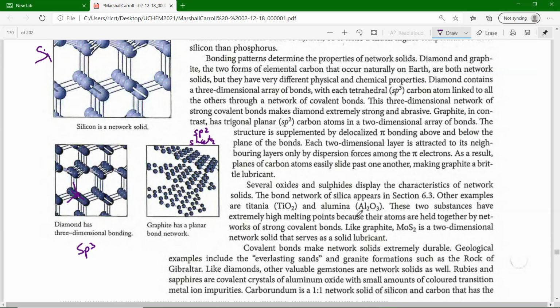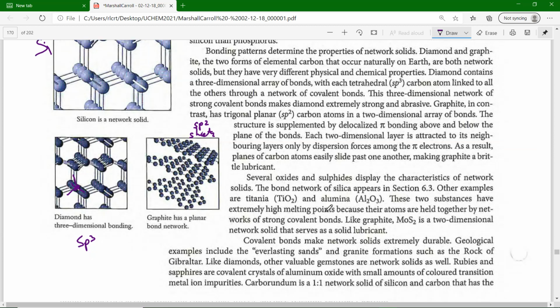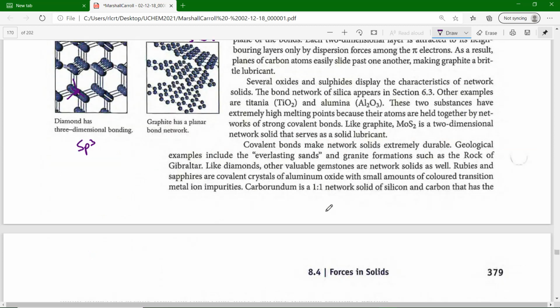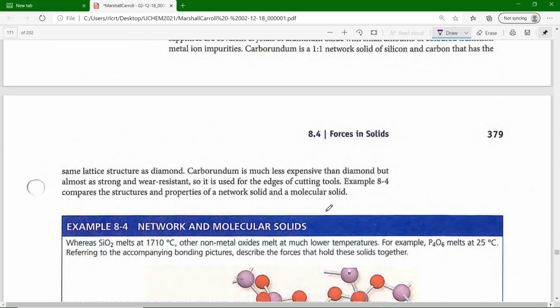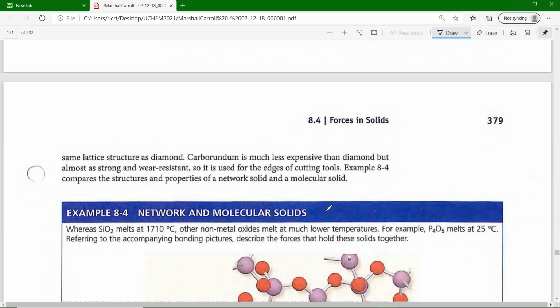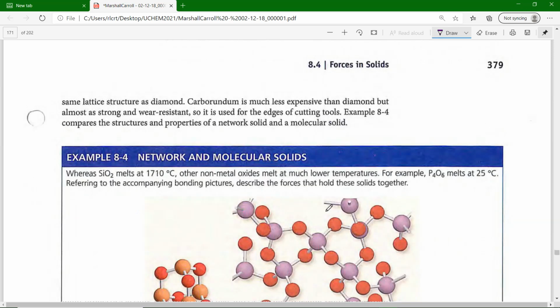Titania, TiO2, and alumina, Al2O3, have extremely high melting points. And molybdenum sulfide also is a network solid. Okay, then a bit of history. Carborundum is a mix of silicon and carbon, 1-to-1, and that's another example of a network solid. It's used in cutting tools. Strong and wear resistant, but it's not as expensive as diamond.